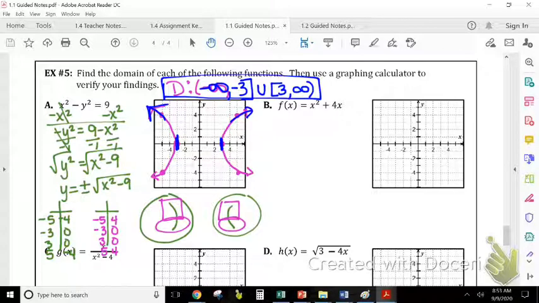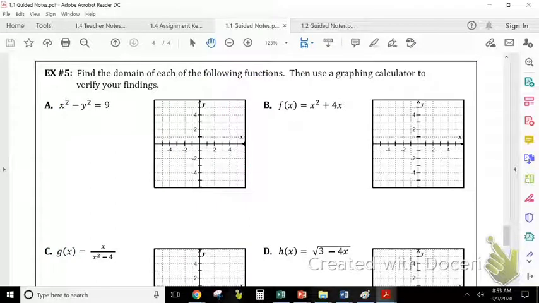All right, let's go on to B. I'm going to clear that so it's not so messy looking. B says we're going to do x squared plus 4x. So let's build ourselves a little table here. It's already solved for y, because remember, f of x is the same thing as y. So this is y equals already. And so we get x squared.